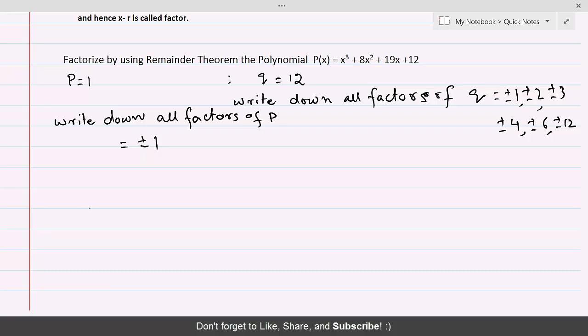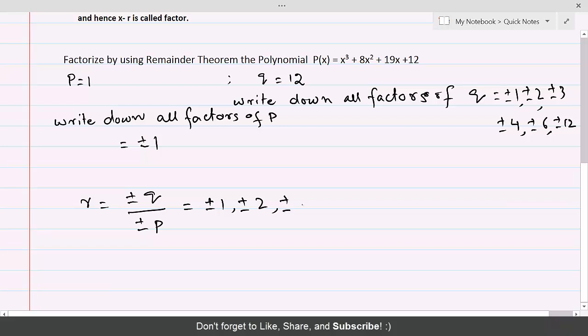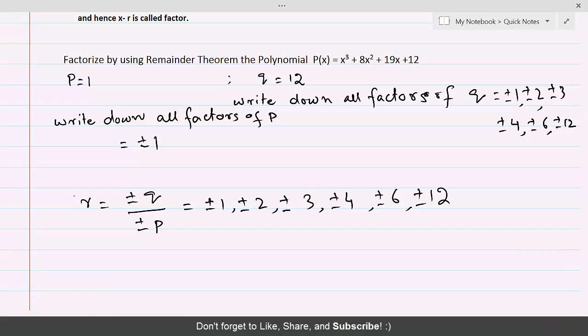Now take all the ratios r, where r equals plus minus q over plus minus p. Because p is plus minus 1, the only numbers that will come are the factors of q: plus minus 1, plus minus 2, plus minus 3, plus minus 4, plus minus 6, and plus minus 12. These are all possible numbers which could be roots of the given polynomial. We are going to test each one of them using the remainder theorem, and isolate those numbers for which p of r is equal to 0.